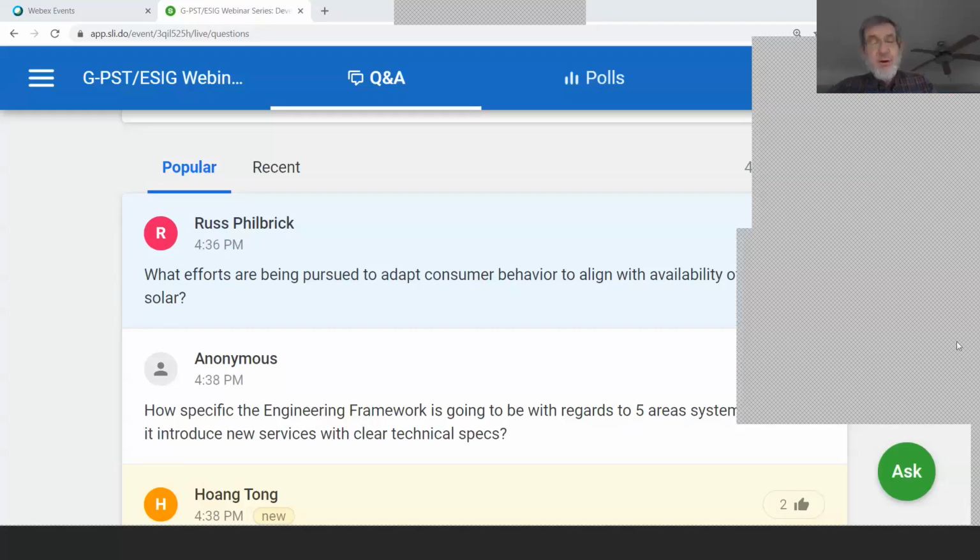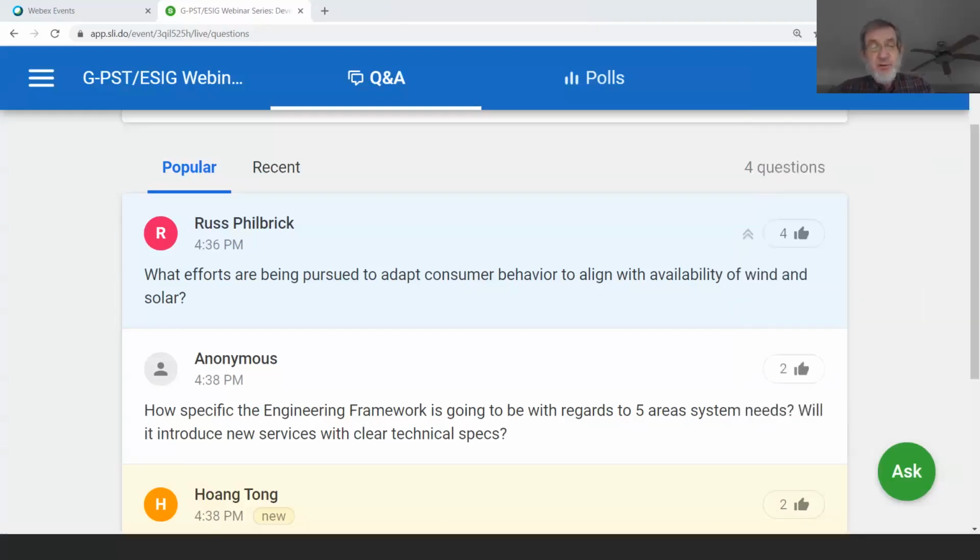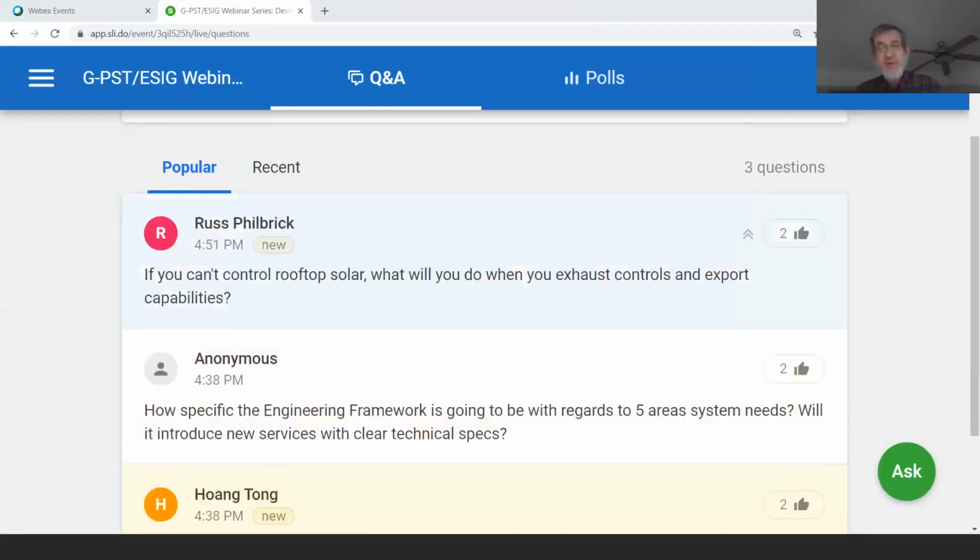Okay, and a kind of a follow-up question from Russ. If you can't control rooftop solar, what will you do when you exhaust controls and export capabilities?